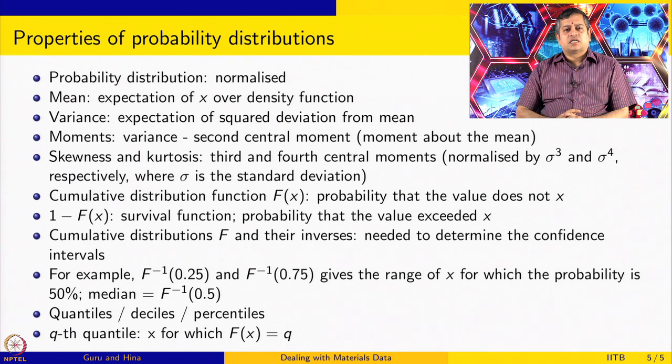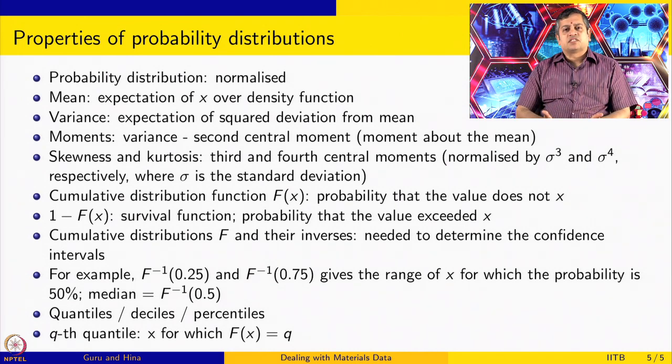Cumulative distribution functions and their inverses are needed to determine the confidence intervals. When we look at parameter estimation or hypothesis testing, we will see that these are important. For example, F inverse of 0.25, what does that mean? F of x equal to 0.25. So, it gives you the x value for which the probability does not exceed 0.25, and similarly F inverse of 0.75 gives it for the third quartile. So, if you calculate these two values, the inverse function basically tells you the x range within which 50% of the data will fall.